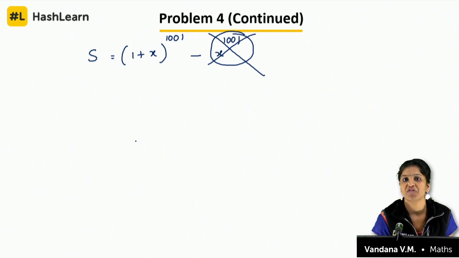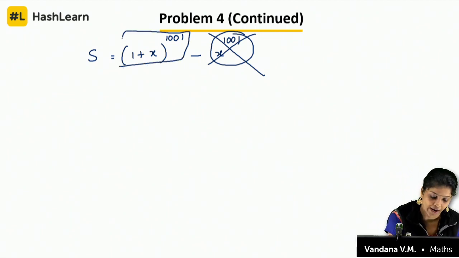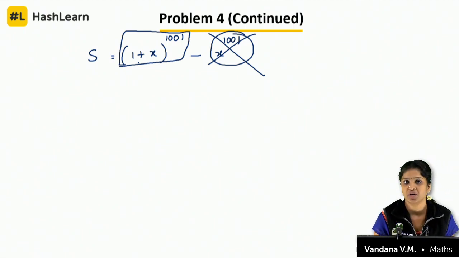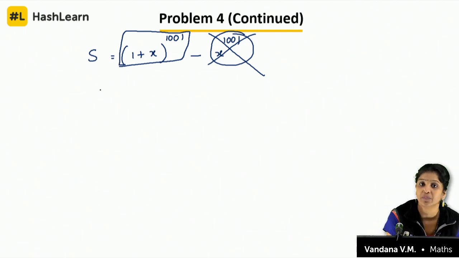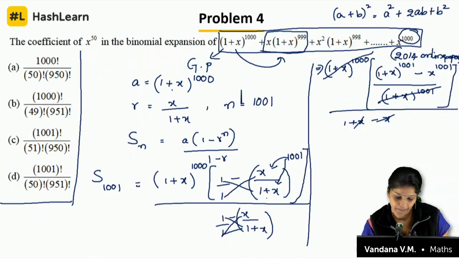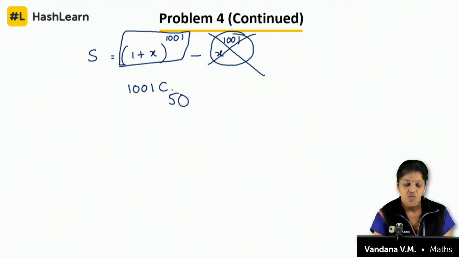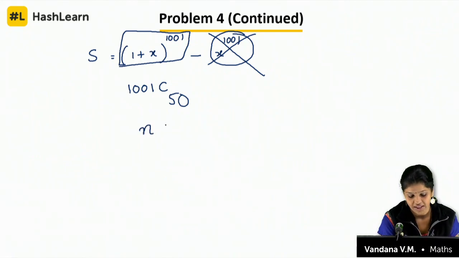Where will I get the coefficient of x power 50? If I apply the binomial theorem, then only I will get the coefficient of x power 50, isn't it? So, only here I will get the coefficient of x power 50. So, what term will I get? Yes. How to write this? 1001 C 50. Which option is that? Yes. Very good. Correct.